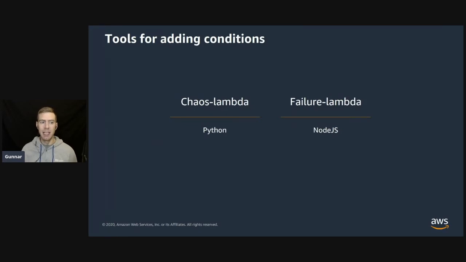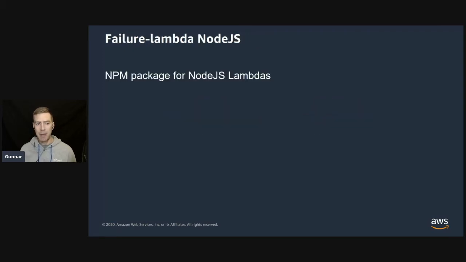And to create these conditions, we have some tools that we can use. And the perhaps most common ones are these: Chaos Lambda, which we can use with our Python-based Lambda functions, and Failure-lambda for our Node.js-based Lambda functions. So let's just look at how Failure-lambda works. It is an npm package for our Node.js Lambdas that we can easily install.